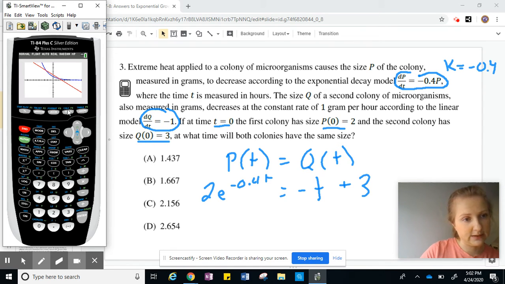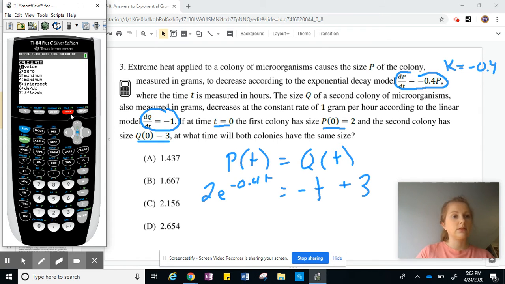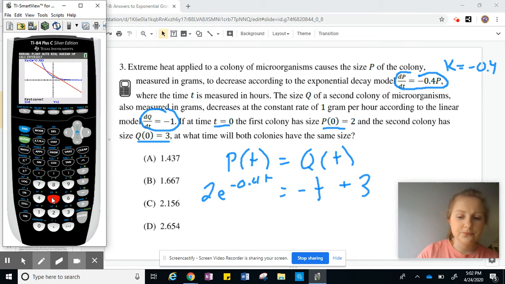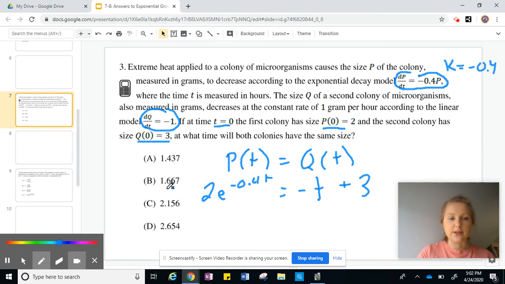So we go to second, calc. That's it. All right, and then we do number 5, intersect. We go here, about where they intersect, hit enter, hit enter, hit enter. There's our answer. So x equals 2.156, which is letter C.